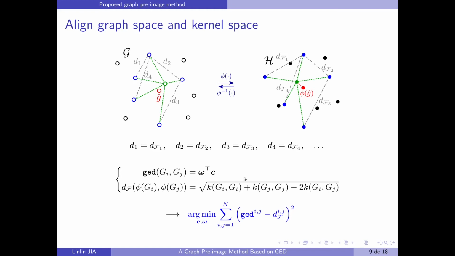Here in the graph space, we use GED to measure the dissimilarity, and in the kernel space, the distance can be computed by the kernel functions. Now this problem boils down to minimizing the differences between these two distances over all pairs of graphs. However, when the vector c changes, the corresponding edit path and the vector omega also change, so this optimization cannot be solved directly.